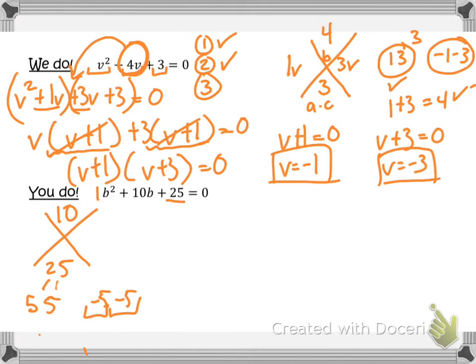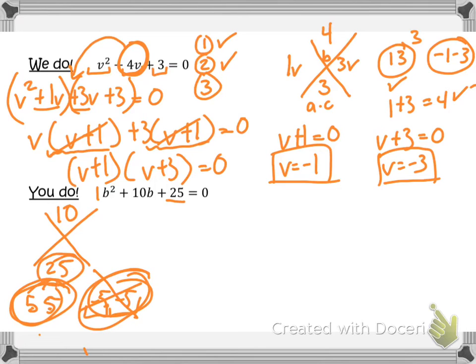Which one do I choose? Think about it. Tell me why. Why did you choose this one? Is it this one or this one? If you chose this one, you are incorrect. The correct answer is 5 and 5. Because 5 times 5 is positive 25. 5 plus 5 is 10. So this gives me 5B and 5B. So that is your X puzzle.